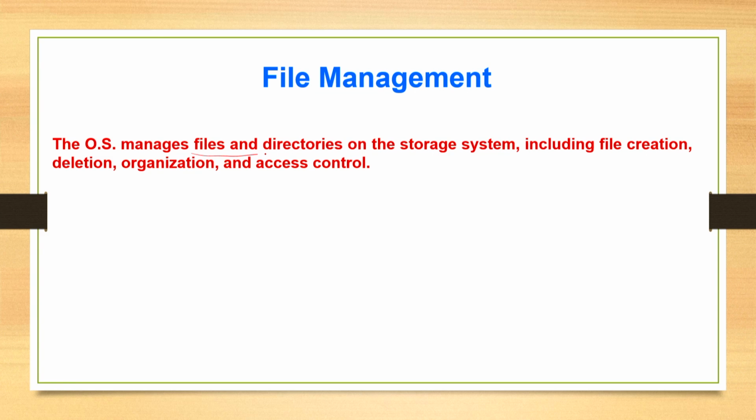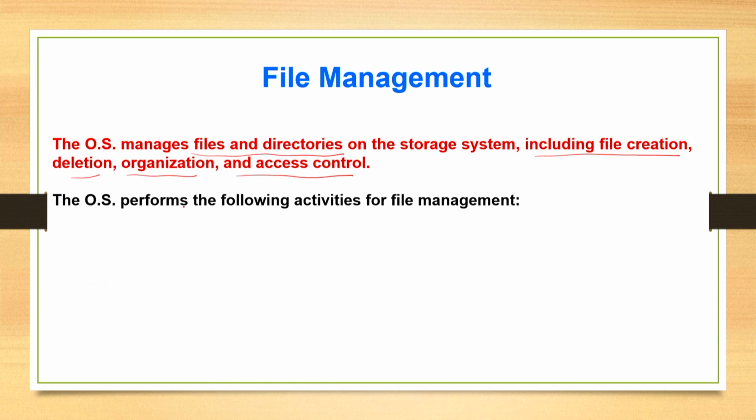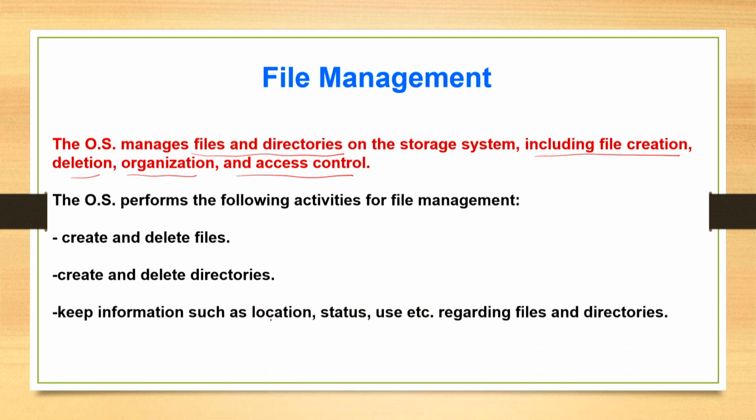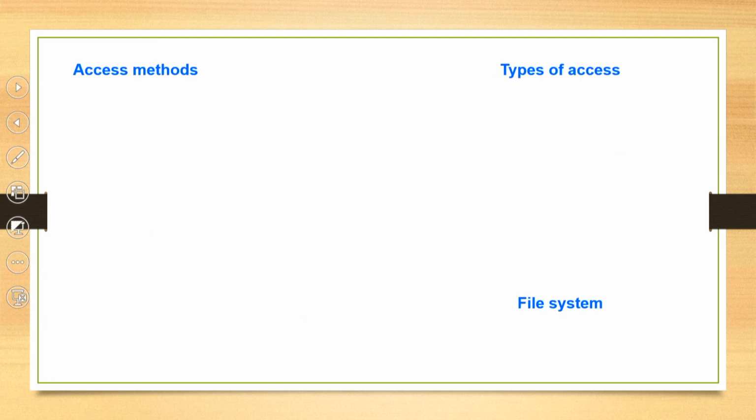So what is done in file management? Here the operating system manages files and directories on the storage system, including file creation, deletion, organization and access control. The operating system performs the following activities for file management. What are the activities? Create and delete files, create and delete directories, keep information such as location, status, use, etc. regarding files and directories, and mapping files into the secondary storage.